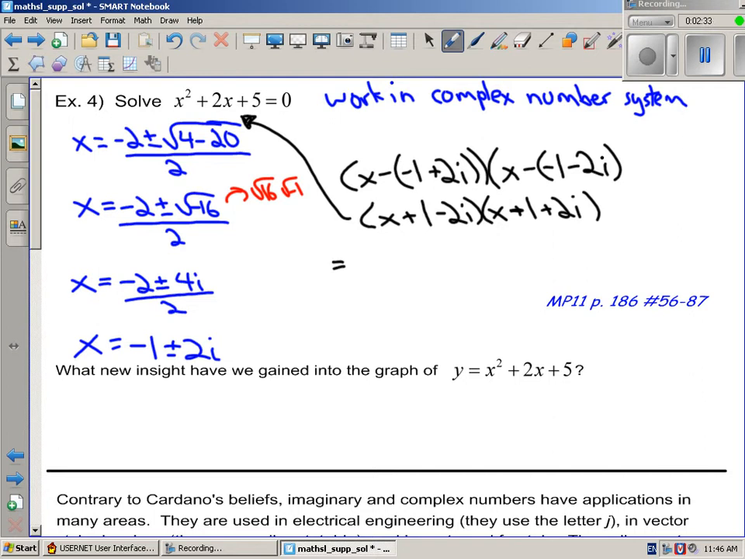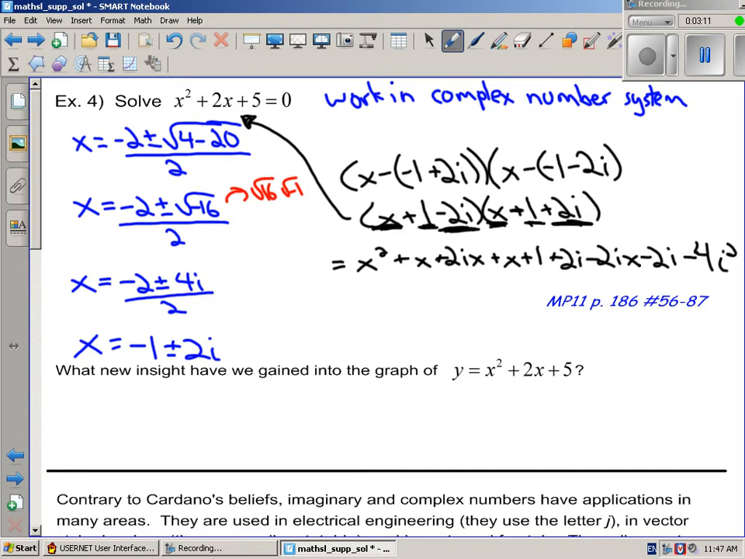Okay, let's go through the process. So we'd have x times x. That gives us x squared. x times 1 plus x. x times 2i gives us 2ix. Then we'll have 1 times x, so plus an x. 1 times 1 plus 1. 1 times 2i plus 2i. Next one's going to be minus 2ix, minus 2i, and finally minus 4, rather, i squared.